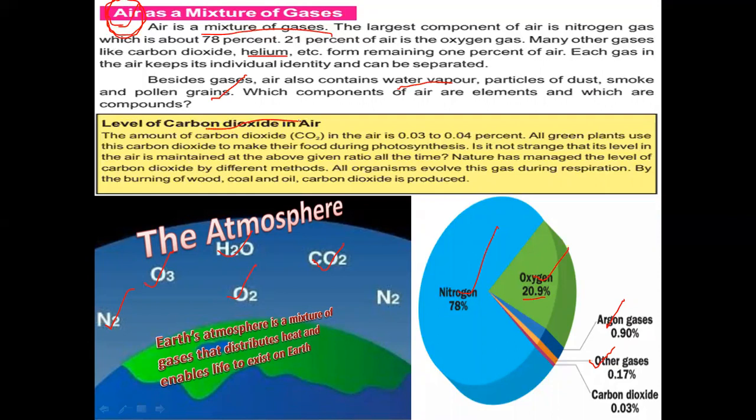So if we see carbon dioxide in the atmosphere, it is almost 0.03 to 0.04%, but it is going to change due to the burning of coal, industrialization, smoke of the vehicles, and wood, coal and oil burning, by which carbon dioxide is produced. But by nature, it is removed and stays constant for decades. That is due to photosynthesis, because plants take in carbon dioxide and produce oxygen.